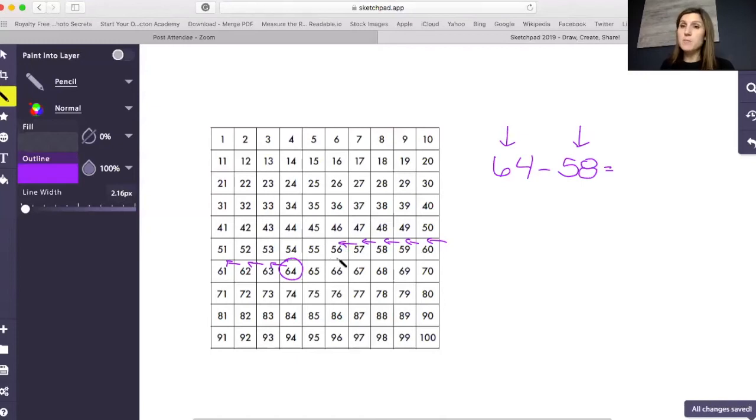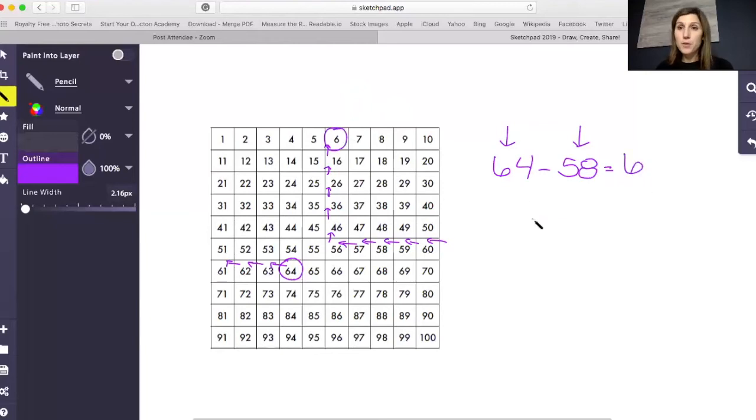Now I can subtract my tens. And remember, while we move left and right to add and subtract on the hundreds chart, we move up and down to add and subtract tens on the hundreds chart. So I'm going to count up 5 to show 50. So 1, 2, 3, 4, 5. And that brings me all the way to 6. And I'm going to circle that because that is my answer.